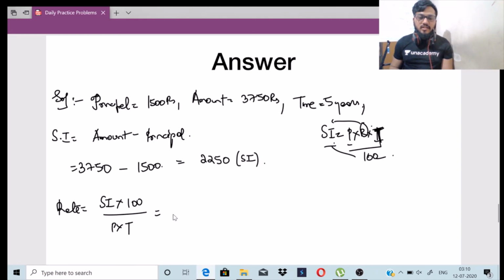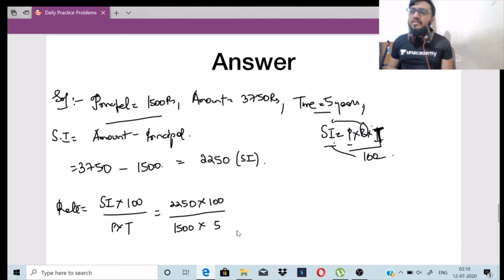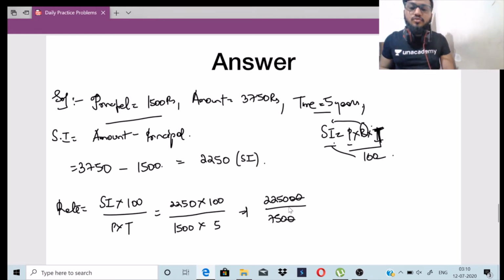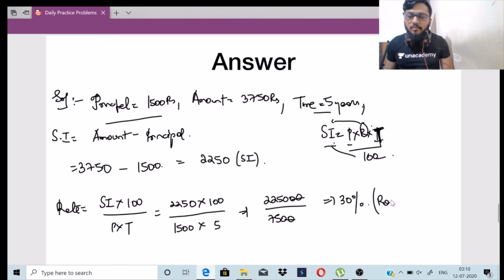So what is the simple interest? It is 2250 into 100 divided by principal 1500 into time 5 years. So this will be 2250 into 100, which is 225000, and 1500 into 5 is 7500. So this will be 2250 by 75, which is nothing but 30%. 75 3s are 225, 10 is there, 30%. So this is my rate.